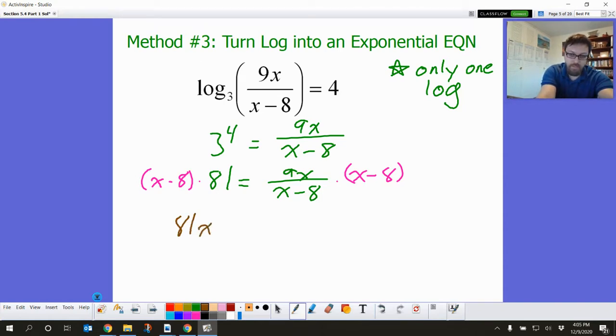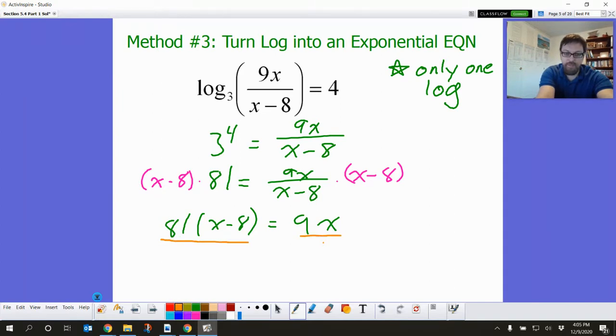Actually, I'm not going to multiply that, and I'll show you why. I'm going to be a little sneaky. So I got 81 times x minus 8 equals 9x. See how there's that 9x and that 81? I really kind of want to get that x by itself. I'm going to clean up my problem a little bit and also make my distribution easier.